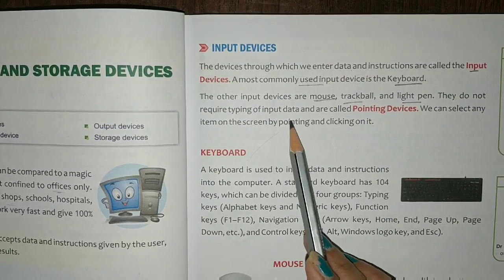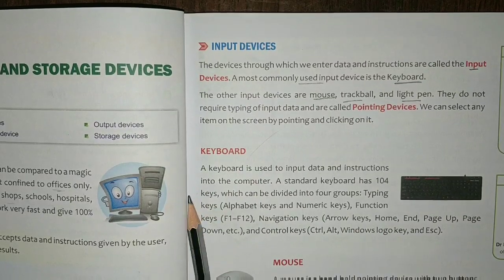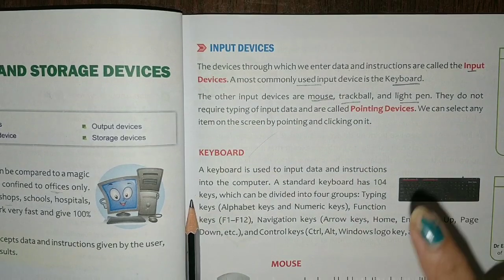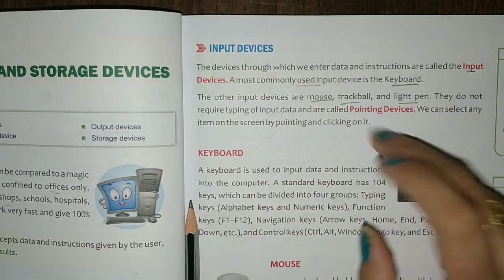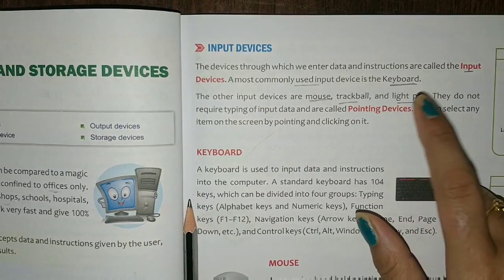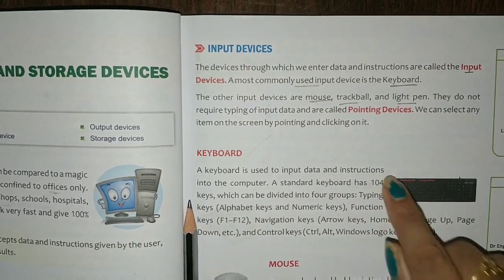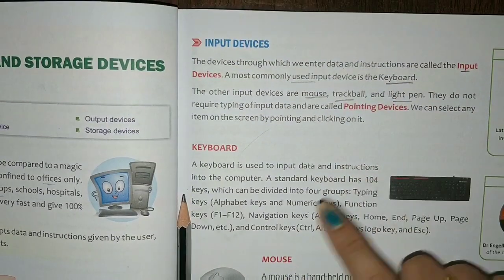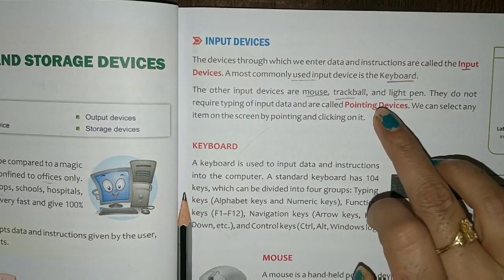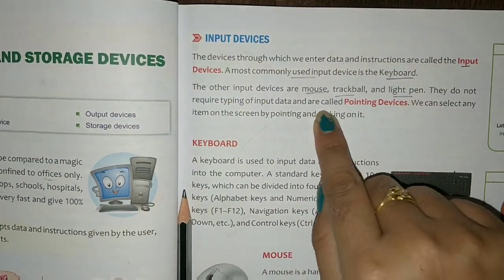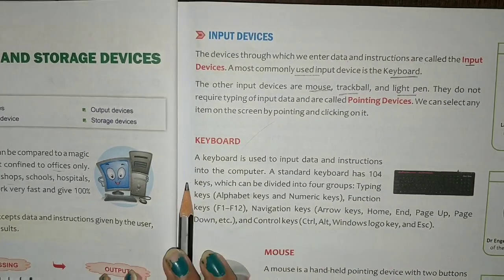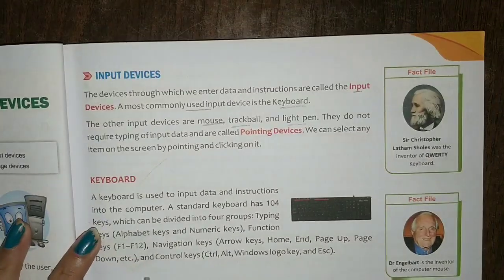They do not require typing of input data and are called pointing devices. In a mouse, you don't need to type any data. Similarly, a trackball, which is like a round mouse. A light pen also doesn't have any button-type structure. Simply, they are pointing devices. You have to bring the cursor of the mouse and simply click the item or icon which you want to open.